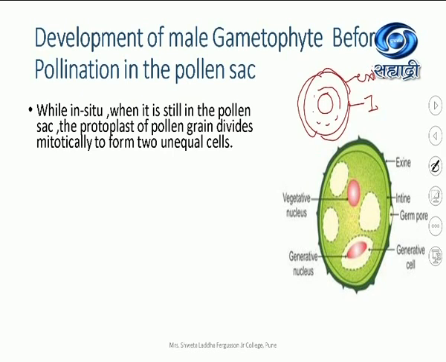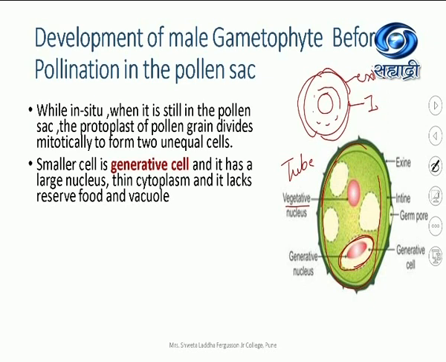The protoplast of the pollen grain divides mitotically to form 2 unequal cells. Look at this cell. This is one cell, and this other remaining larger cell is the second cell. So when it is still inside the pollen sac, it forms a 2 cell structure. The smaller one is called as the generative cell, and the larger cell is called as the vegetative cell, or it is also called as the tube cell. Okay. So smaller cell is generative cell.